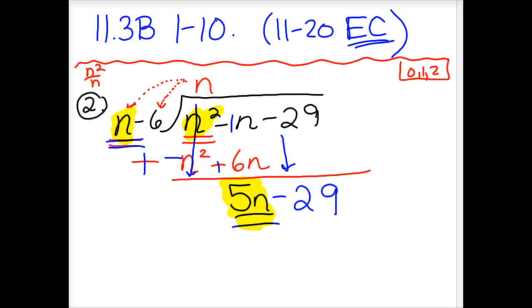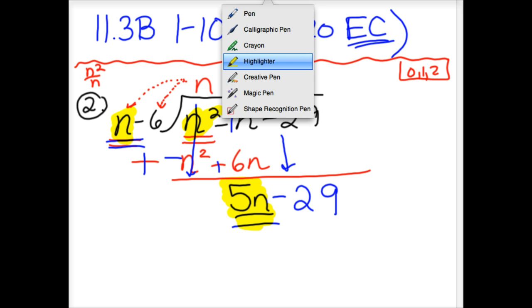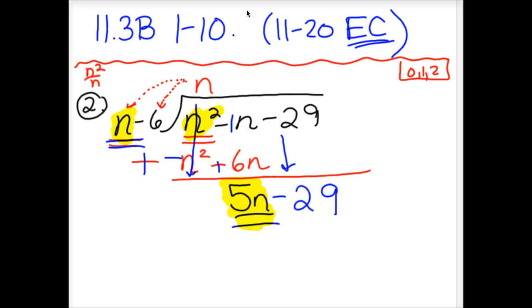So I'm taking the 5n and dividing it by n. 5n divided by n is just 5. And I write it up here. And then what do I do? The same thing I did last time. I multiply this into both terms. 5n times n is 5n. There should always be a match there or you did something wrong.